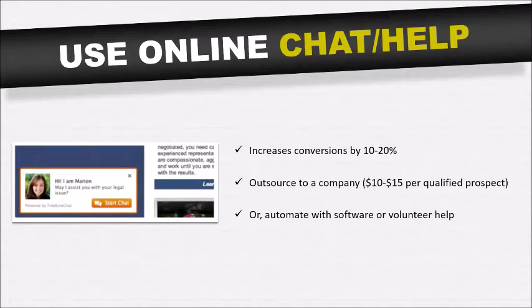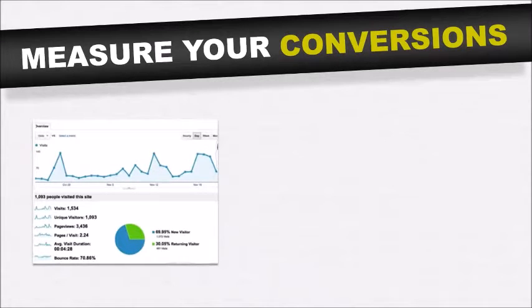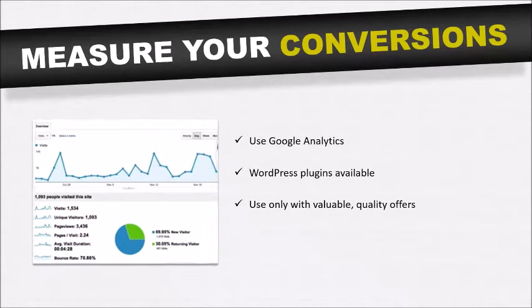Like your engagement activities, it's important to measure, as I've already said, your conversion activities as well. Once again, you can measure most conversion activities with Google Analytics. If you have a WordPress site, many different WordPress plugins are available. Just do a Google search for them, and you'll see tons of them. Be sure to measure your conversions only with valuable, high-quality offers. You don't need to measure conversions on every single page, but just on those pages where you're really trying to offer something really important, like your donor magnet page, for example.